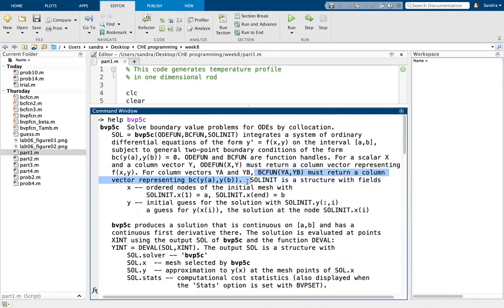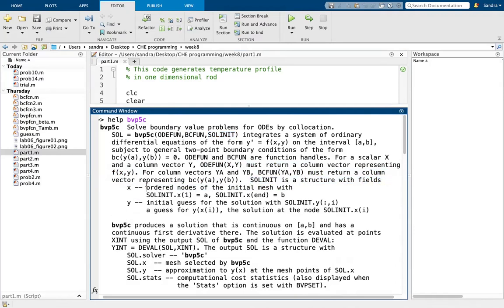The first boundary condition will be the first row of the column, and the second boundary condition will be the second row of the column. And finally, you will be getting a solinit. Okay, this is also very important. That is, you have the ODE fun, the boundary conditions function, and then you have something called a sol initial. Basically, this is for initialization of the solution. So solinit is a structure with fields.